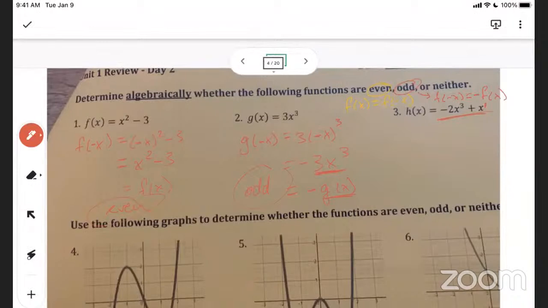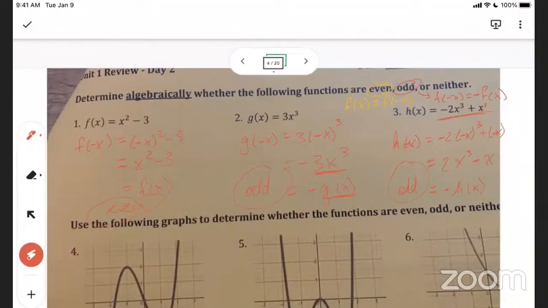Because look at what happens when that's the case. What happens when you plug in a negative x? When you have an odd exponent, what happens to the negative? It doesn't become positive. It becomes negative. It changes the sign, right? You're right, this one became positive because it flipped the sign, but this one became negative. So what did I do to the two signs up here? They flipped. All the signs flipped. So this is equal to negative h of x, and therefore it's an odd function.